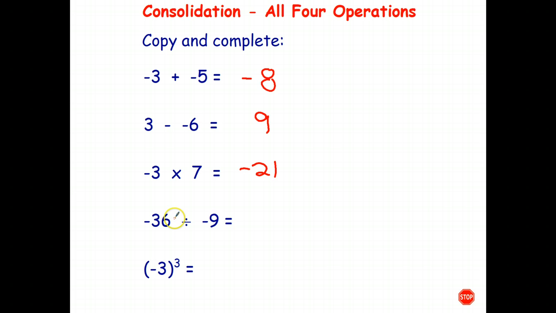And to divide 2 numbers if the signs are the same, the answer is positive. And for the last question, a negative times a negative times a negative, because the power is odd, it's going to be a negative, and 3 times 3 times 3 is 27. And there you have it.